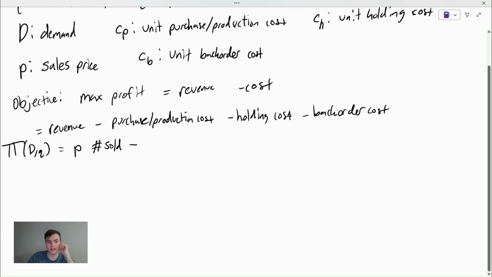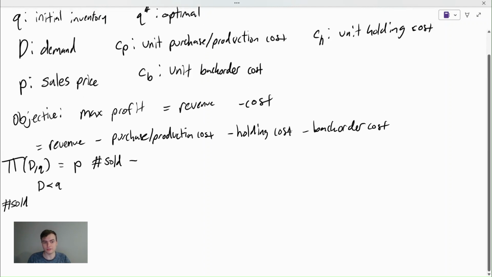Right? So we have really two cases where the number sold differs, right? If D is less than Q, that means the demand is less than the initial inventory on hand, right? So how many are we going to sell? That's simply D. However many customer requests come, we're able to fulfill all of them. So our sales is the number of customer requests, right?